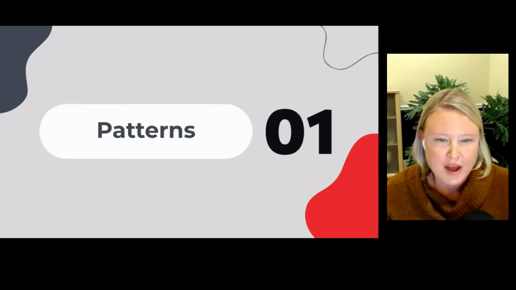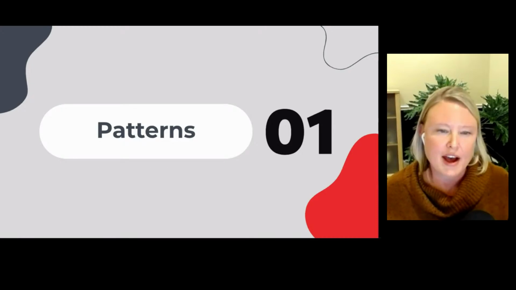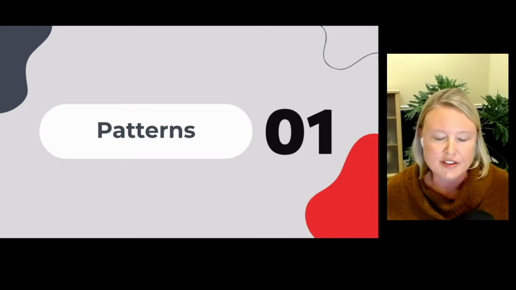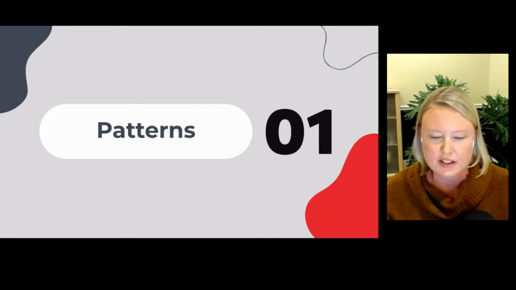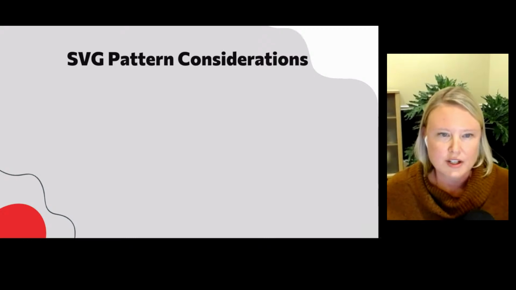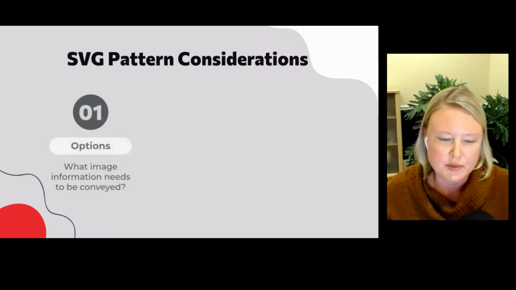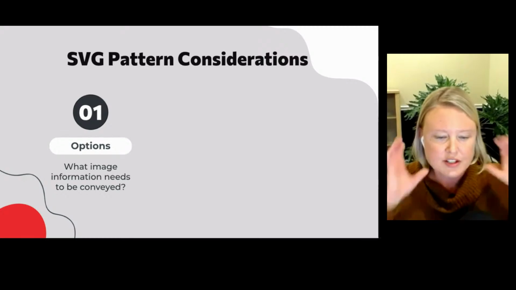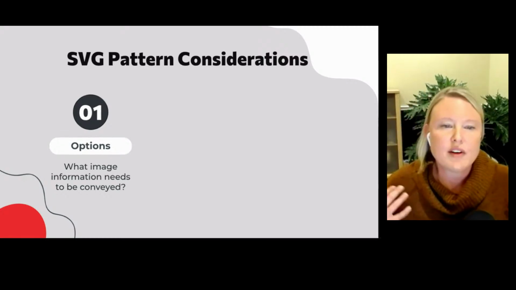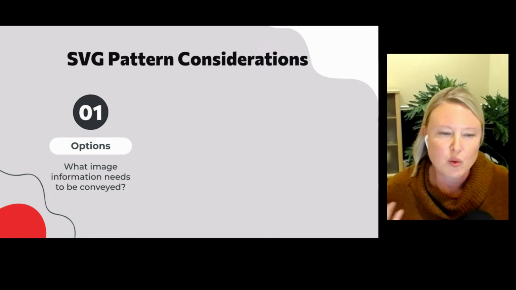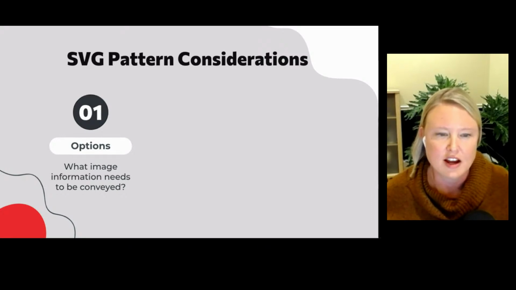But now we're going to move on to patterns. So, we have a lot of pattern options when it comes to pretty much everything. Seems like we're getting new patterns all the time as we get new frameworks and that sort of thing. So what I wanted to look at and focus on were just the specific SVG pattern considerations first. So the first step is pretty simple. Some considerations, options. If we've got 15, 20, 30 options for patterns, really the first question I'm asking myself is, what information needs to be conveyed about this image?